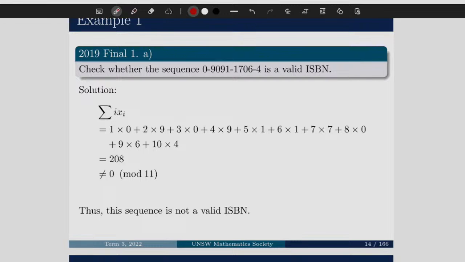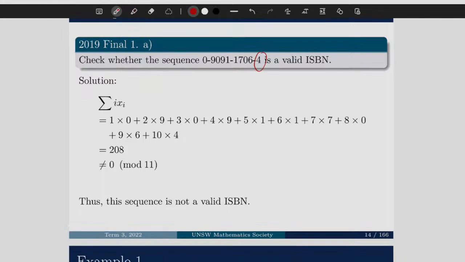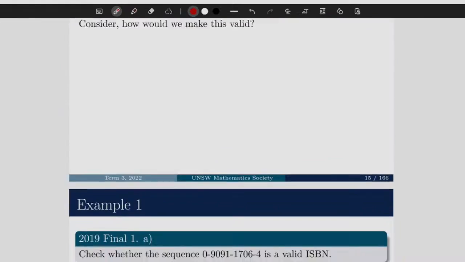So what if I told you the last digit is the one that has an error? If the last digit is the one that has the error, please correct it so that it is the correct number instead of 4. So how would we make this valid?